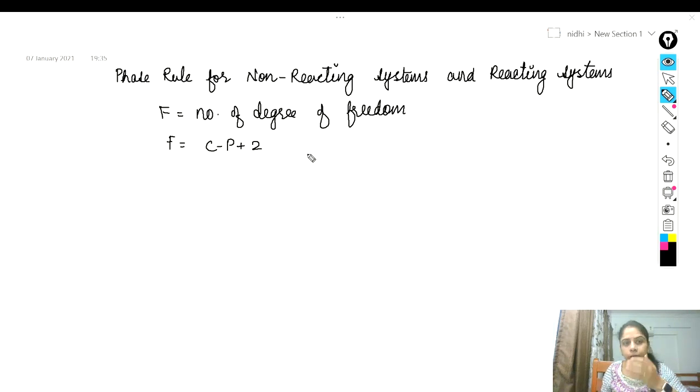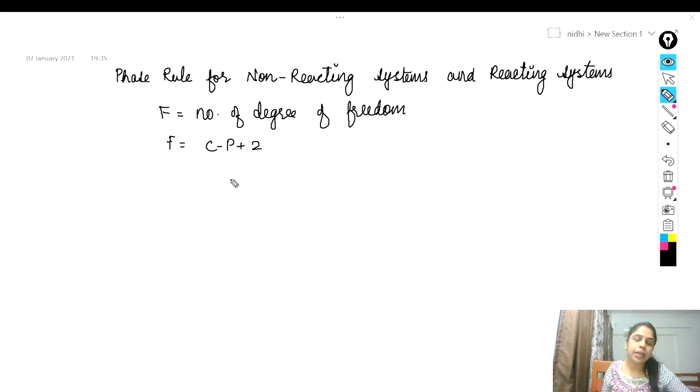So if you know the degrees of freedom, then you can determine how many independent variables are required to fix the state of that system, right? So we know that this is the significance of phase rule.